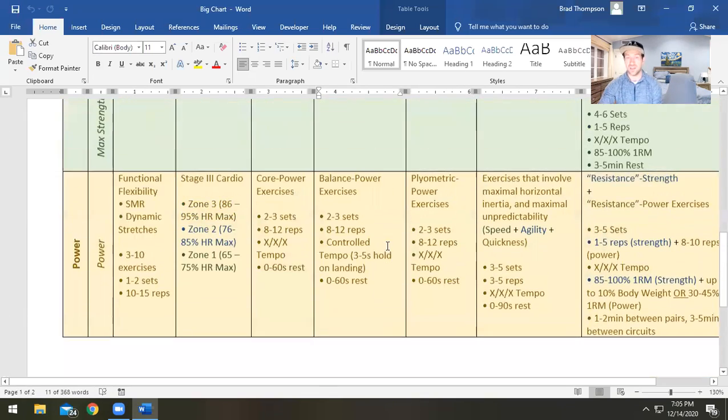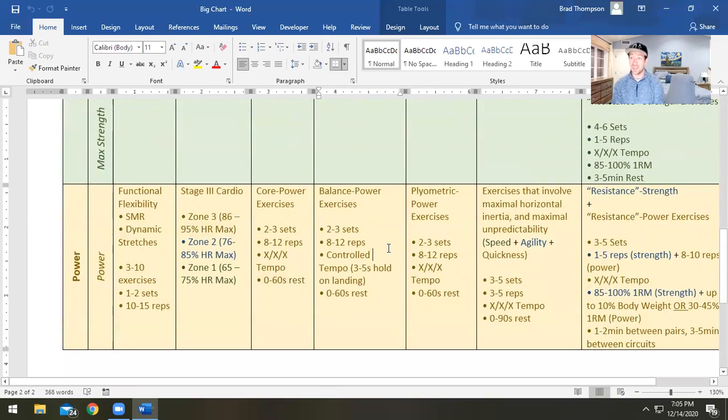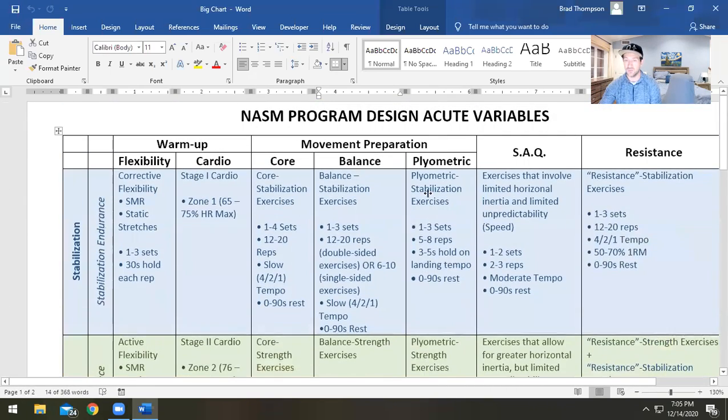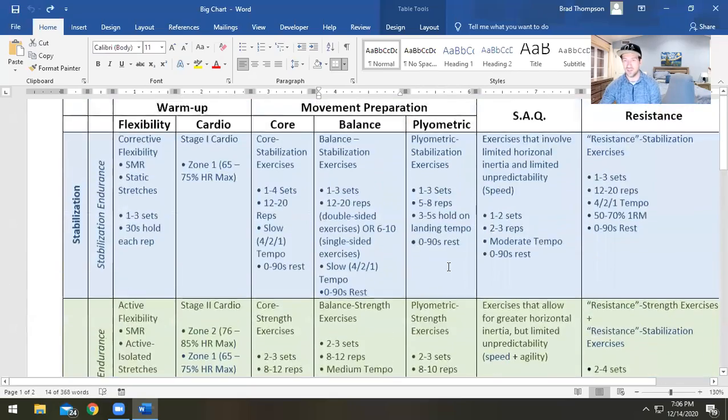So now you are working on the maximum, most intense type of balance, which is jumping and landing on one leg. So even though it has the same tempo as our plyometric stabilization exercises, balance power exercises are totally different. Plyometric stabilization is jumping on two legs and landing on two legs. Balance power is jumping on one leg and landing on one leg. So you're going to hold that landing for 3 to 5 seconds. That's your tempo. And our focus here is balance, whereas our focus here was reactivity.